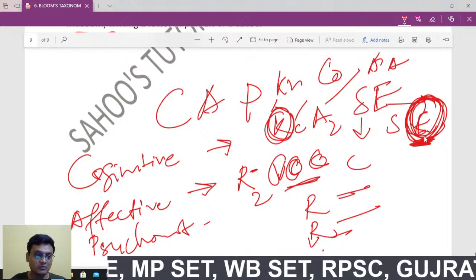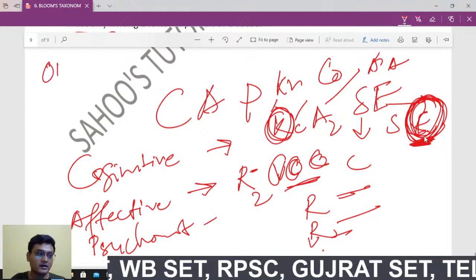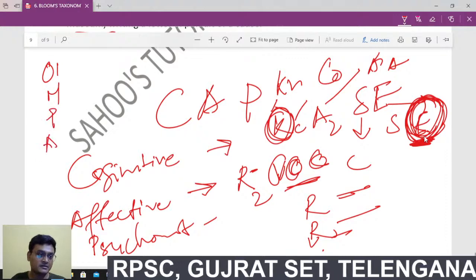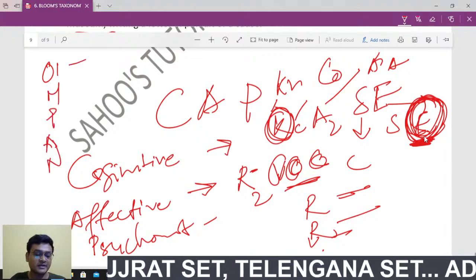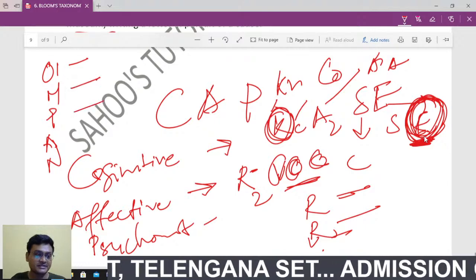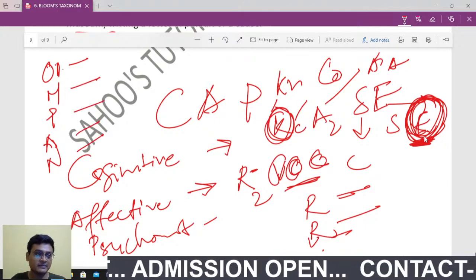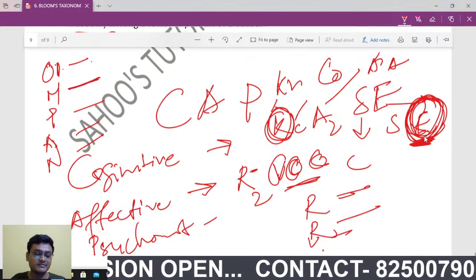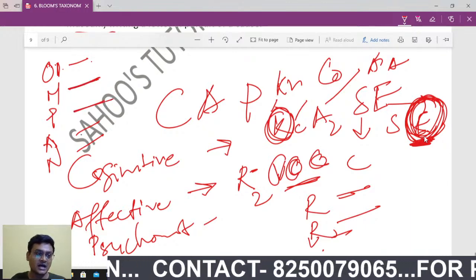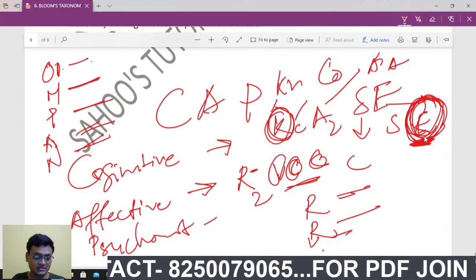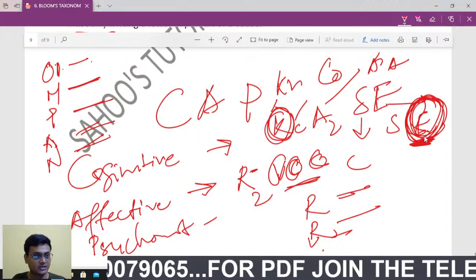और इधर psychomotor में क्या है? O I am pen. ठीक है. That is observing and imitation, then manipulation, precision, articulation and naturalization. ठीक है. O I am, that is observation and imitation, then M means manipulation, precision, articulation and naturalization. This is how you can remember the tricks. Okay. ठीक है.